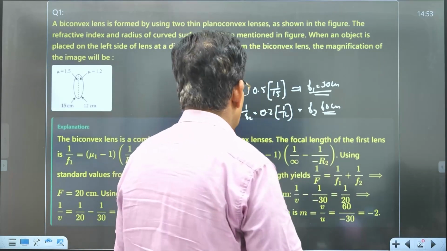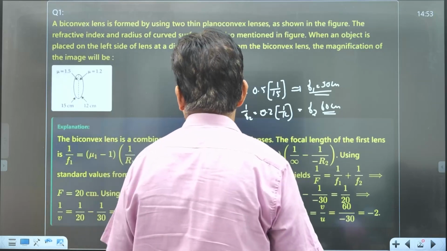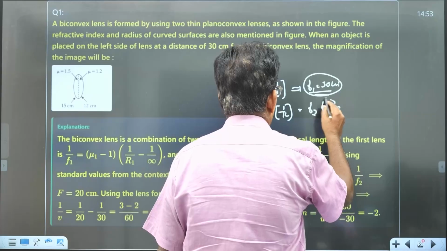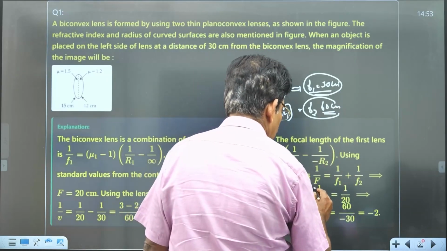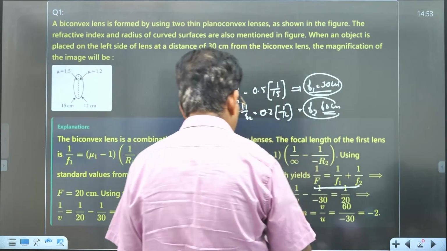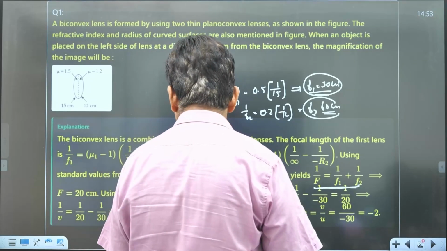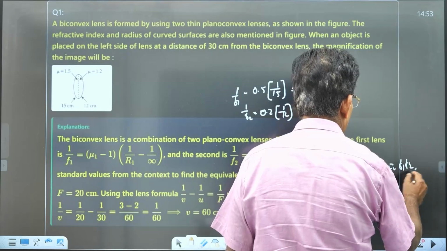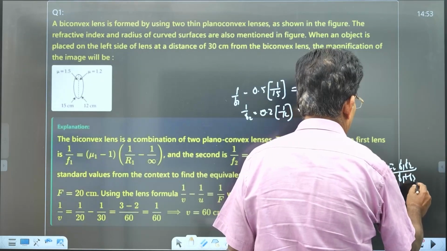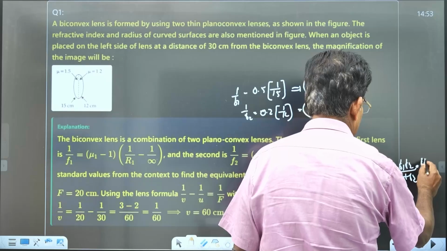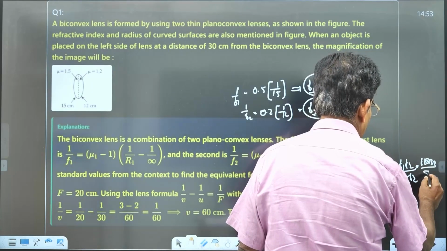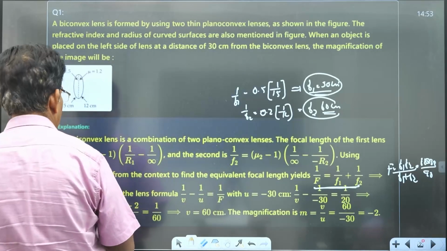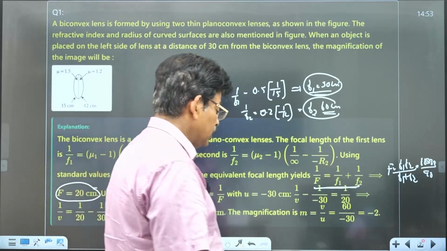Okay. Now they are kept in contact. Both are plano-convex lenses, and they behave like a single lens, for which we calculate the effective focal length as 1 by f is equal to 1 by f1 plus 1 by f2. We can easily work it out as f is equal to f1 f2 divided by f1 plus f2, that is 60 into 30 divided by 90, which comes to be 20 centimeter. We got it. The effective focal length is 20 centimeter.